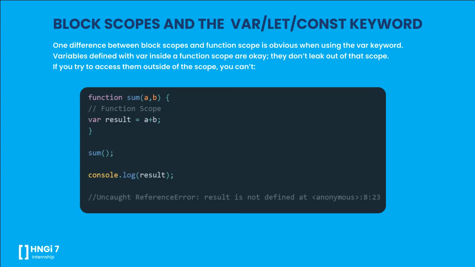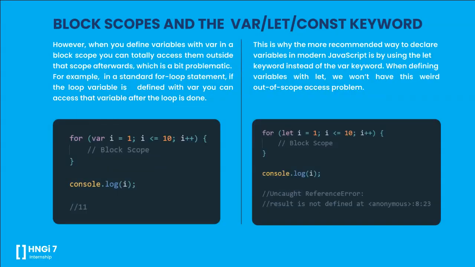But let's look at when we use var in the block scope. In this for loop, we use var to assign the starting point to be 1. Then we specify that i is less than or equal to 10. Then we increment i by 1 for every iteration. We see that at the end of the for loop, when we try to log the output of i, we got 11, which doesn't seem right, right?